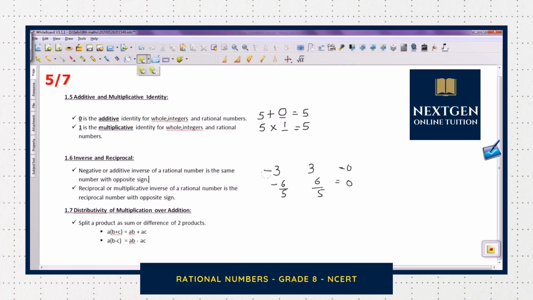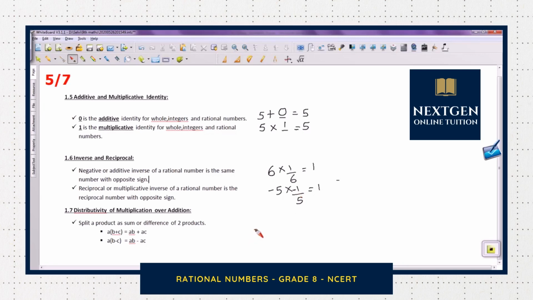Reciprocal or multiplicative inverse of a rational number. What does it mean? 6. What is the multiplicative inverse of 6? 1 by 6. My answer must be 1. If I have minus 5, it must be minus 1 by 5. My answer is again 1 here. This is how we have the two properties, inverse and reciprocal. Okay.